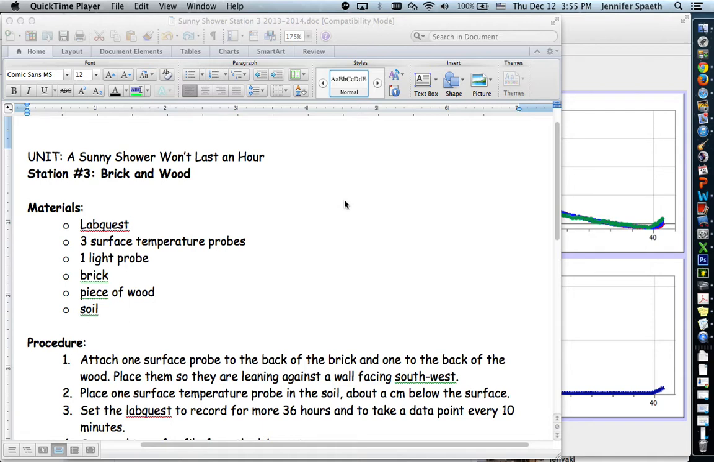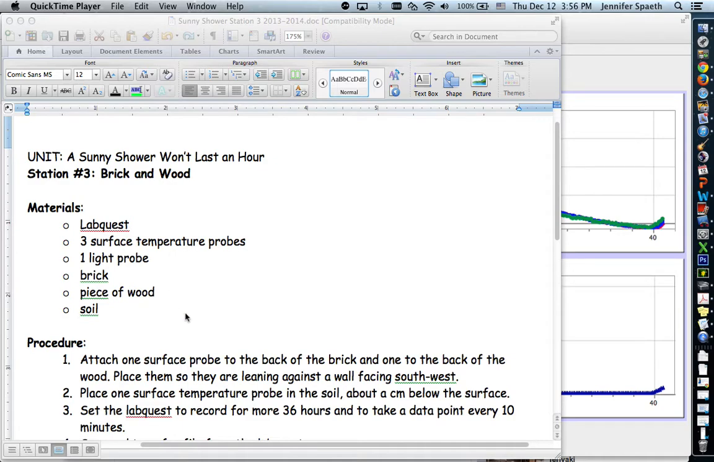We ran the experiment for more than 24 hours, actually more than 36 hours, I think, so that we encompassed a night and then a full day and then another night, just so we could really see patterns. The surface temperature was taken every 10 minutes. We also put a light probe out there so that we could see what happened with the light.